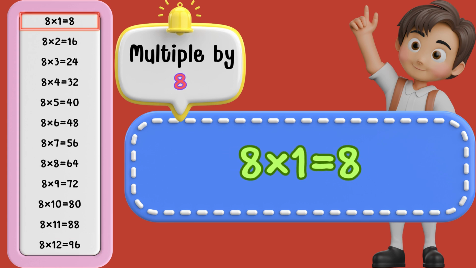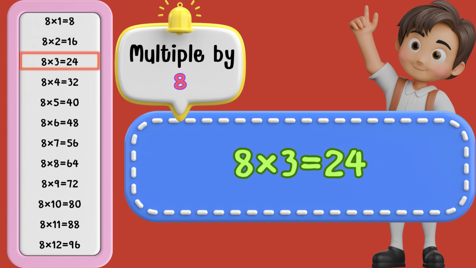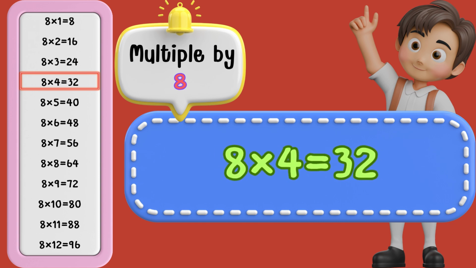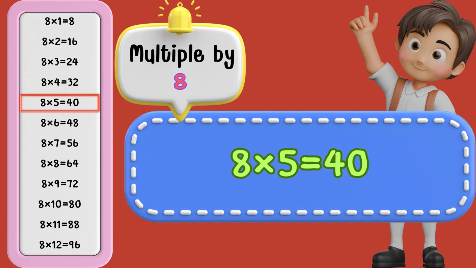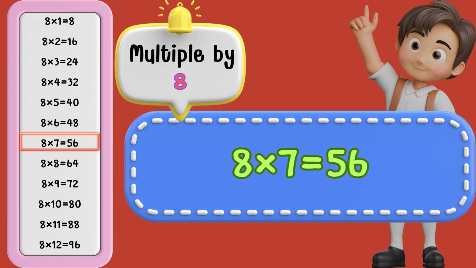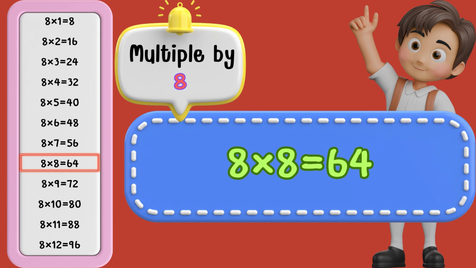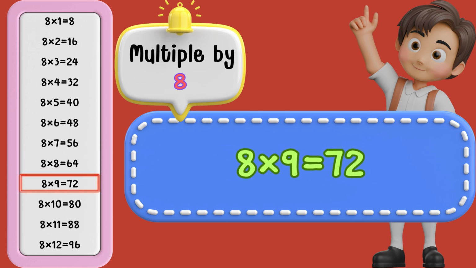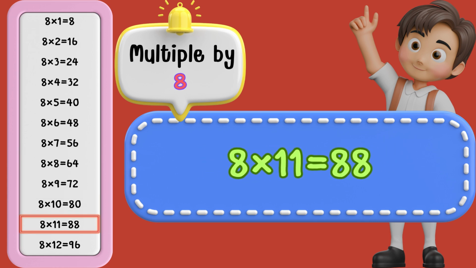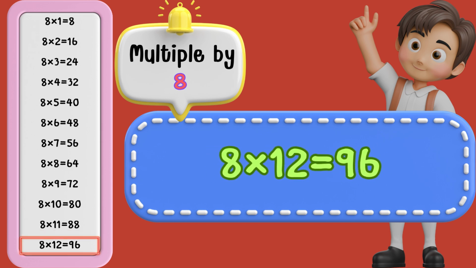8 times 1 is 8. 8 times 2 is 16. 8 times 3 is 24. 8 times 4 is 32. 8 times 5 is 40. 8 times 6 is 48. 8 times 7 is 56. 8 times 8 is 64. 8 times 9 is 72. 8 times 10 is 80. 8 times 11 is 88. 8 times 12 is 96.